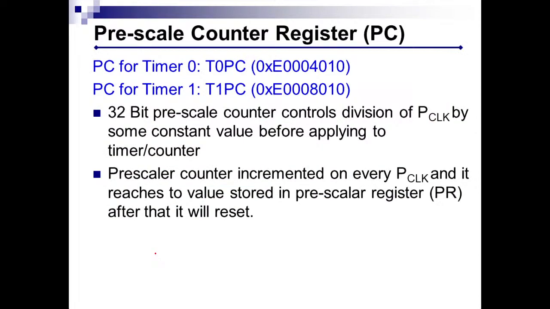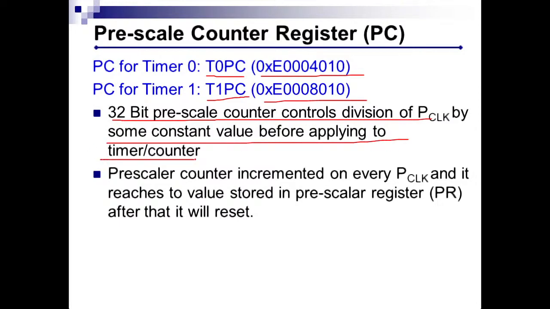Now we talk about the prescale counter register, that is PC. PC for timer 0 is known as T0PC, and the prescaler for timer 1 is known as T1PC. Both have a hexadecimal 32-bit address associated with them. This is useful if you are doing assembly language programming. If you are doing C language programming, you do not have to worry about the addresses of these registers.